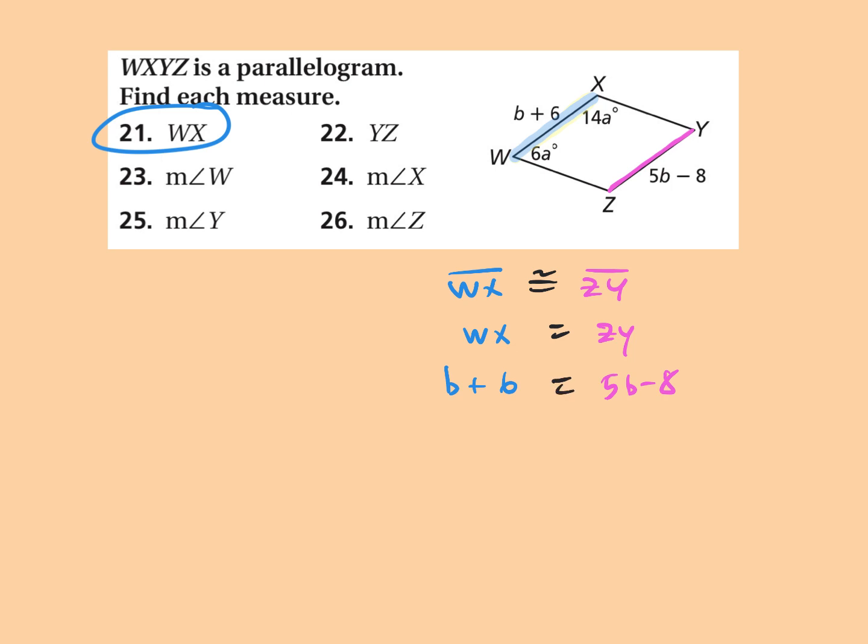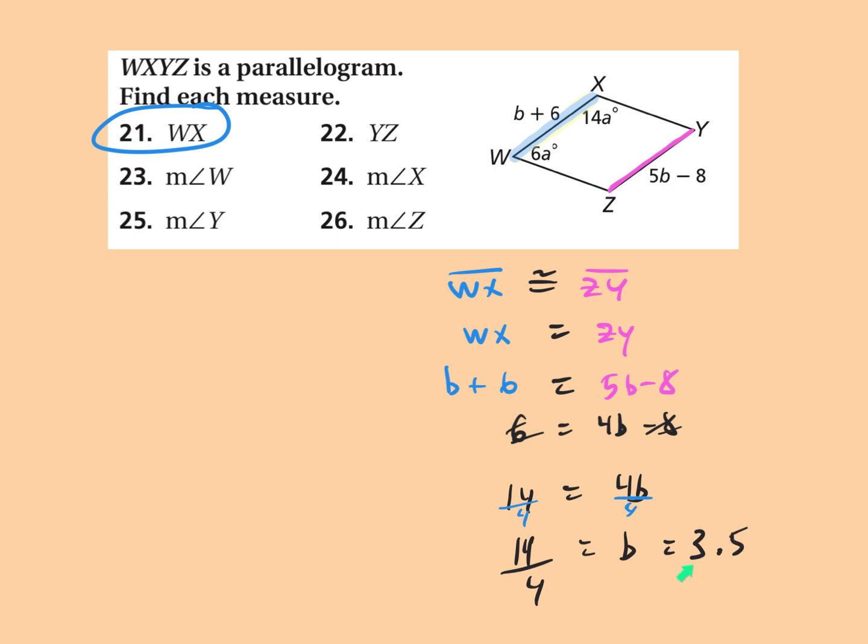So we will solve this equation. We can subtract b from the left and subtract b from the right. We can add 8 to the right and add 8 to the left, and then we can divide both sides by 4. So b is 14/4, dividing both sides by 4. B is equal to 14/4, which is the same thing as 3.5.